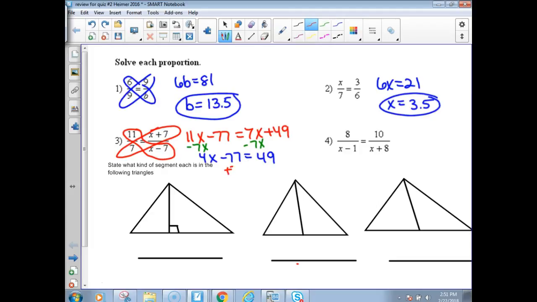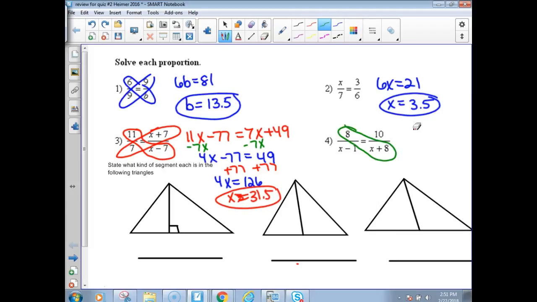So you need to add 77 to both sides. Someone do 49 plus 77, please. 126. And then when you divide by 4, 31.5. Now, you don't have these on your paper, so just hold off a second on that.